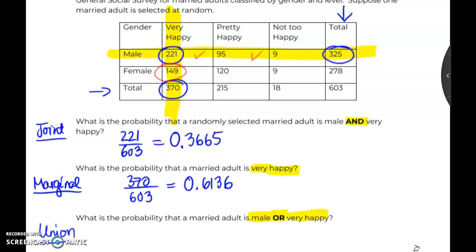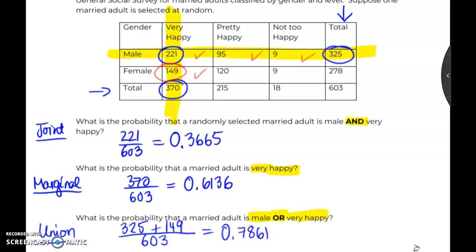We first took the total of the males. We could also have added the 3 different columns over here for the males. And then we're adding the females that we haven't counted yet. So that would be 325 for the males plus 149 for the very happy females divided by the grand total of 603. So all 3 of these probabilities, joint, marginal, and union, always divide by the grand total. And when we simplify, that is equal to 0.7861.